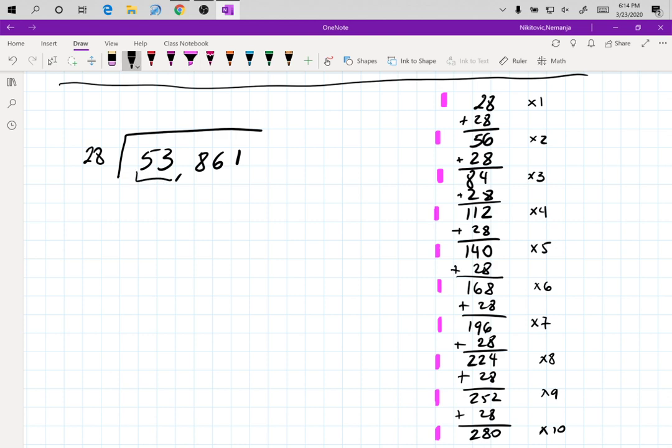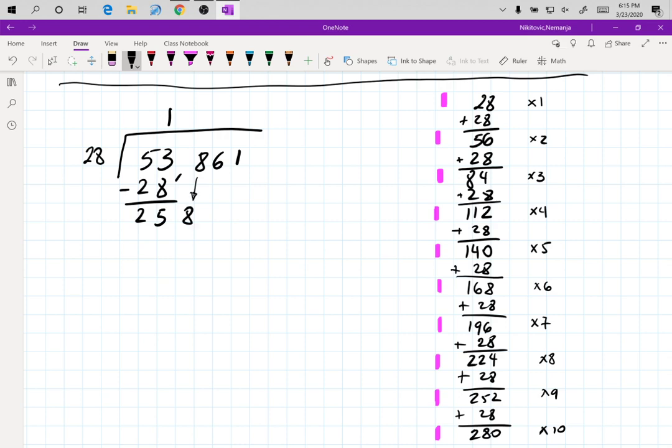28 into 53. Well, 84, that's bigger. 56, that's bigger. So I can't use any of those. So it goes once. Subtract 28. So you steal 1 from 5. You get 13 minus 8 is 5. And then 4 minus 2. And then we drop down the next digit, which is 8.